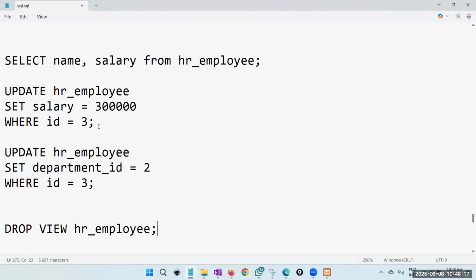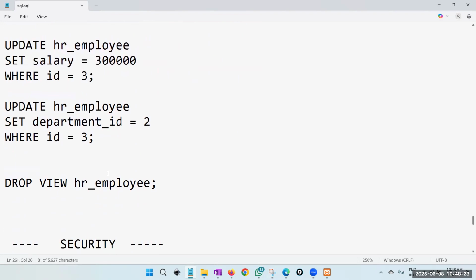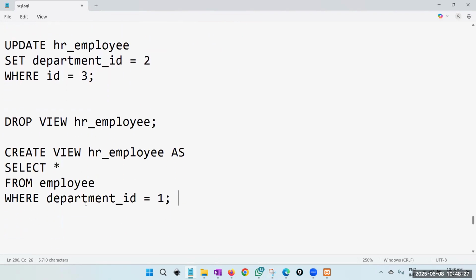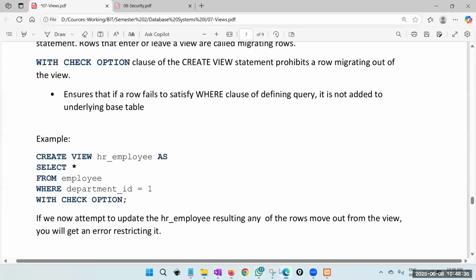Now we are going to create the same view, but restricting someone taking the records outside the view. So how to do that? That is where we have the WITH CHECK OPTION. That is an additional statement.